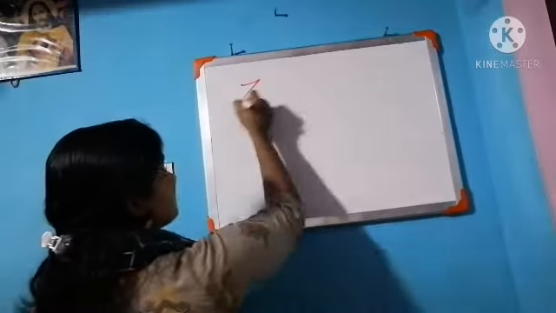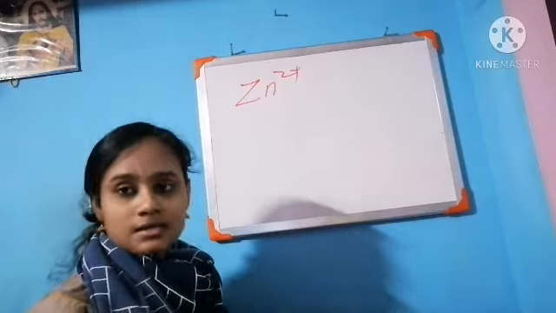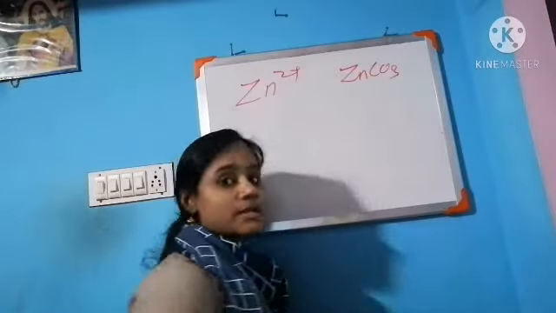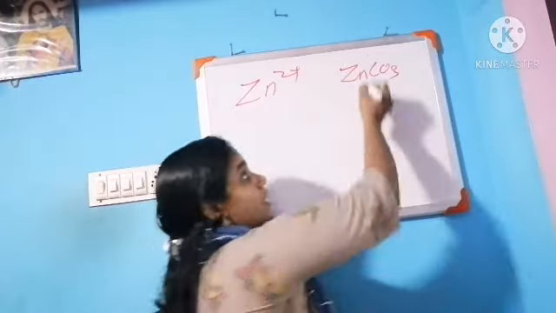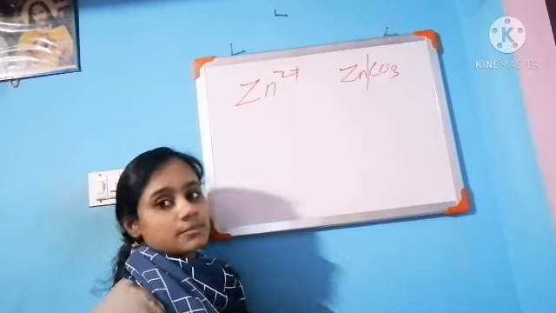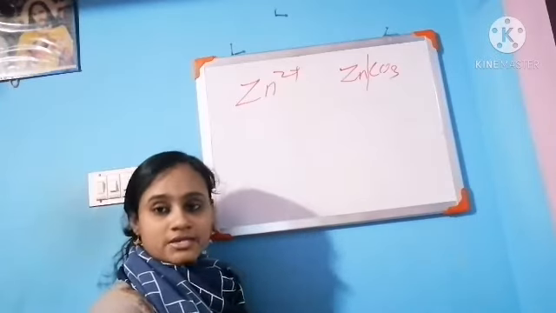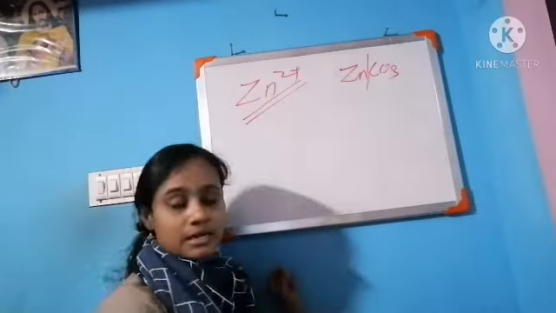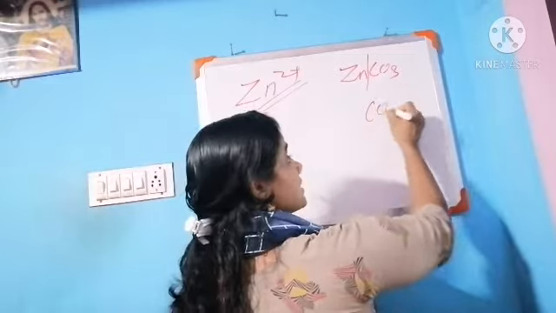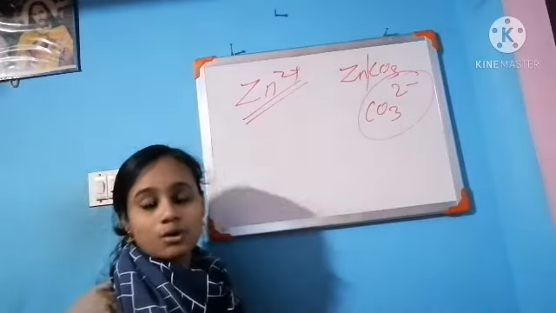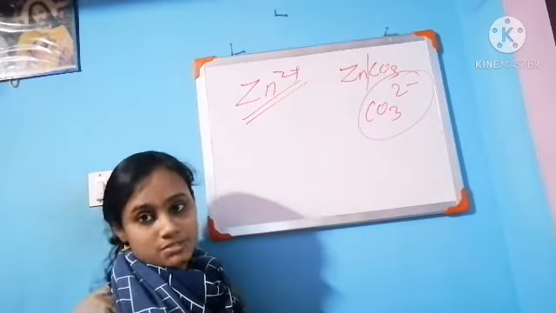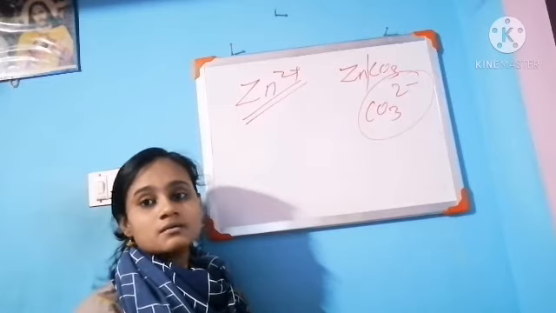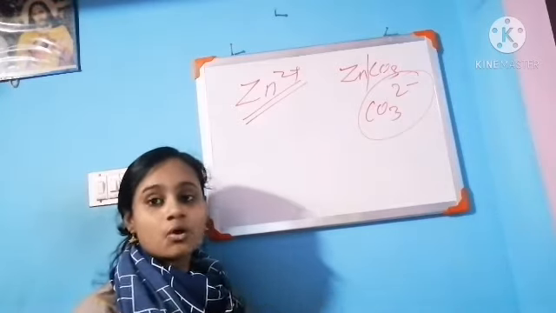Next example, Zn2+, is a positive radical or basic radical or cation. For example, zinc carbonate, ZnCO3: zinc valency 2, carbonate valency also 2. We can split it into zinc and carbonate. Zn2+ is a positive radical, basic radical or cation. And carbonate, CO3 2-, is a negative radical, acidic radical or anion.